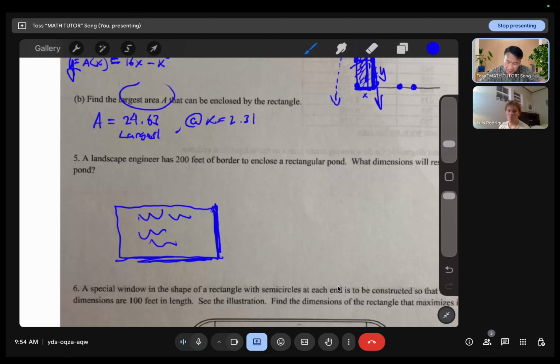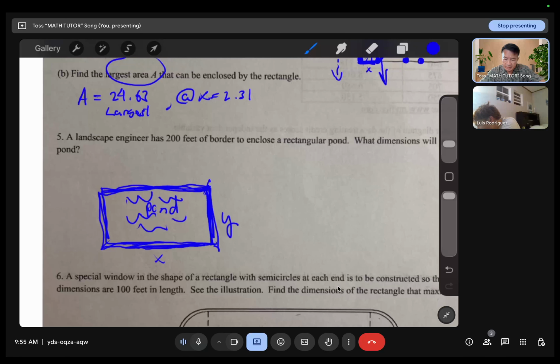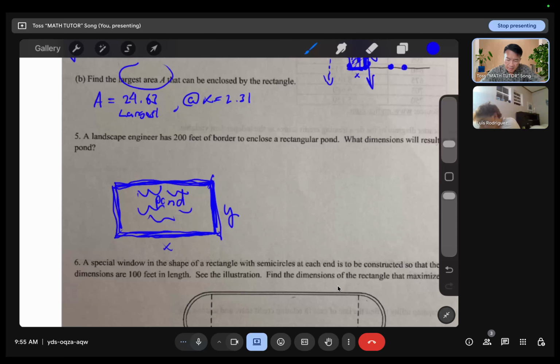Don't worry about the 3D. I could draw the 3D like the fence, but you don't have to worry about it. They just want, look down on it and how long the fence is, basically. Get it? So here's the pond. I would call this X. I would call this Y. It doesn't really matter, but this is how this goes.